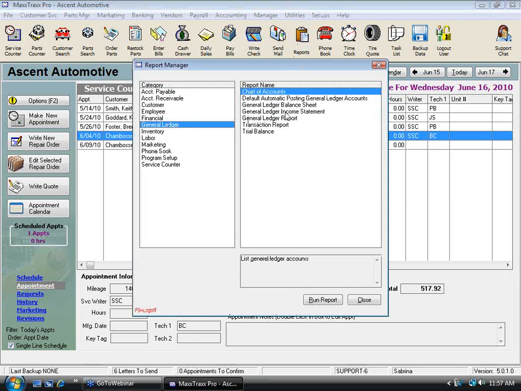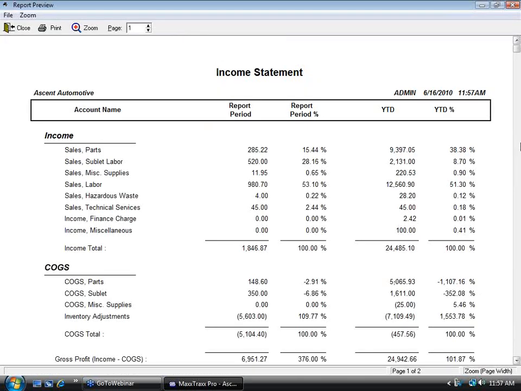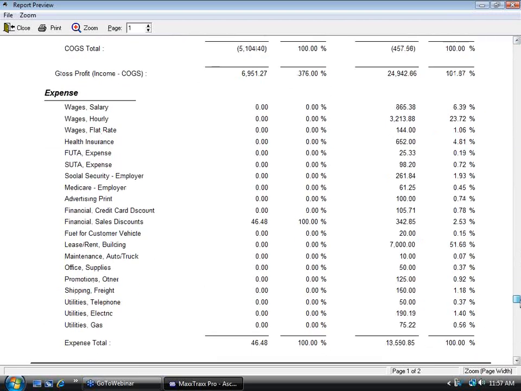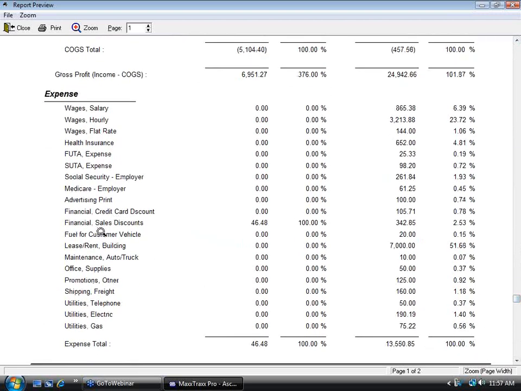Let's look. Under General Ledger, under Income Statement. Discounts show up under expenses just like rent. Just like your wages show up as expenses, just as your lease, rent, and building shows up as expenses. Well, this is my least favorite, but everybody pays it. Credit card discount. You pay $1,000 a month in credit card fees. That's the cost of doing business. And frankly, that's where those sales discounts show up.